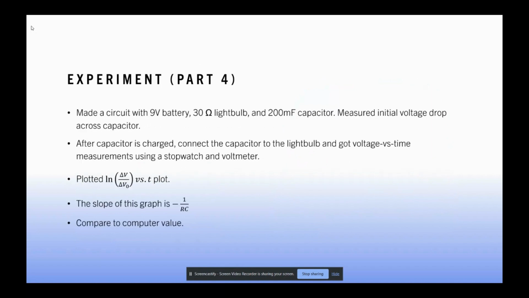We then made a circuit with a 9 volt battery, a 30 ohm light bulb, and a 200 millifarad capacitor. We measured the initial voltage drop across the capacitor, and after it was charged, we connected the capacitor to a light bulb and got voltage versus time measurements using a stopwatch and a voltmeter for 20 seconds.